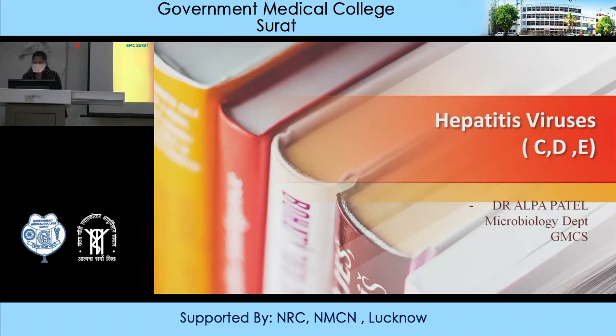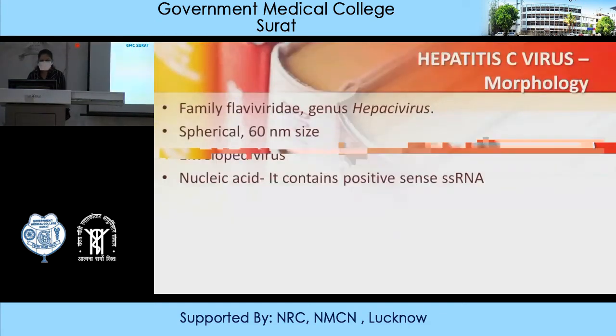Today my topic is hepatitis viruses C, D and E. So what is the morphology? Family Flaviviridae, genus Hepacivirus. They are spherical, 60 nanometer in size, enveloped viruses. Nucleic acid, it contains positive sense RNA.